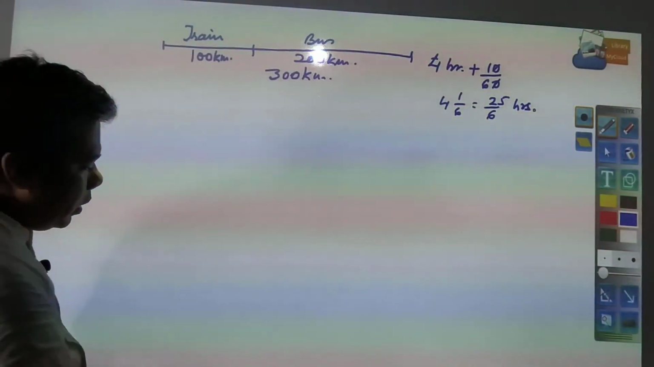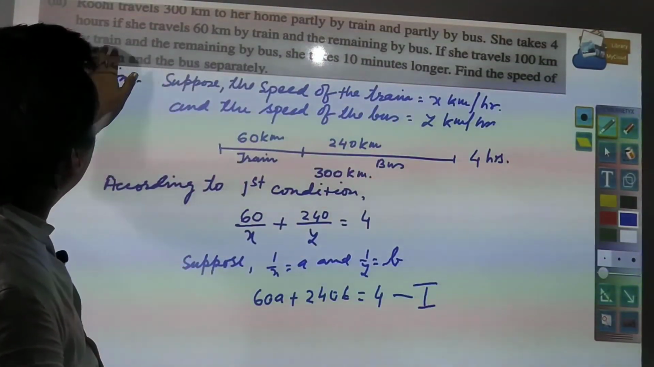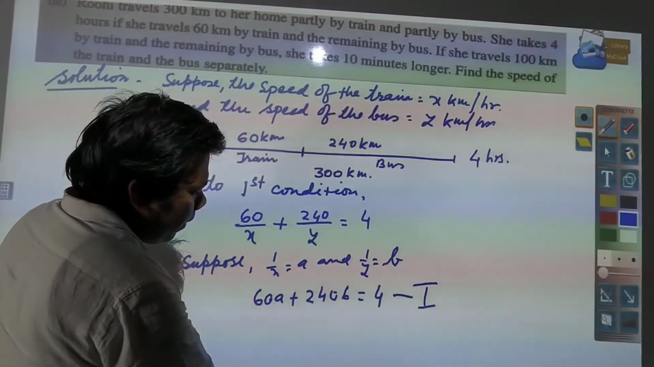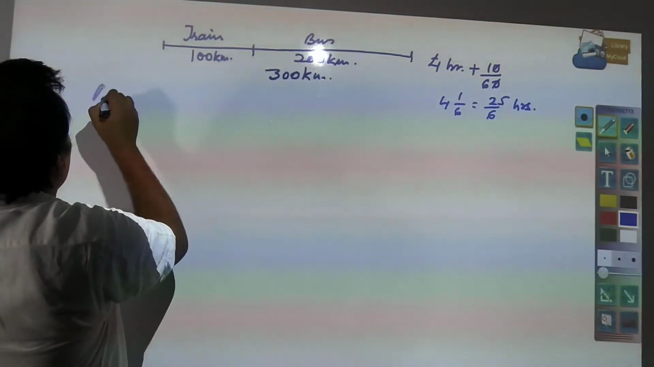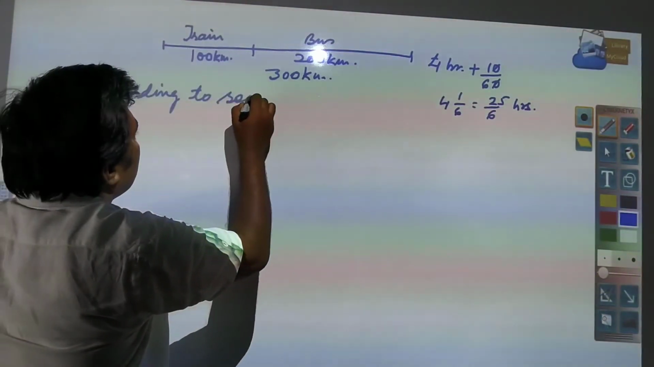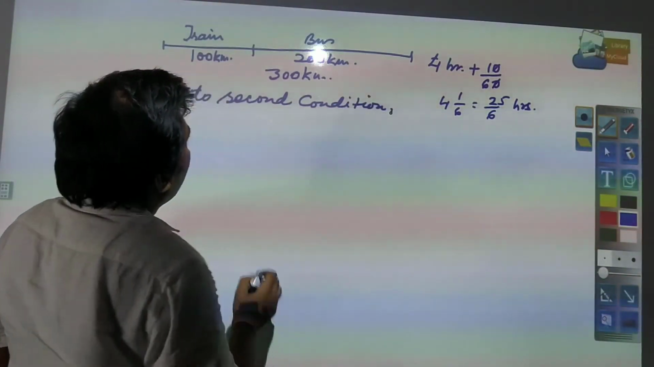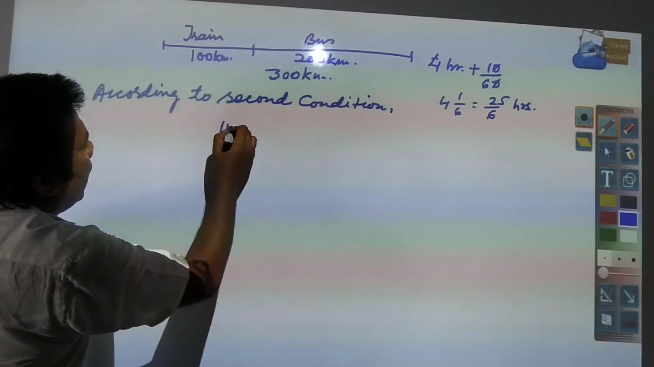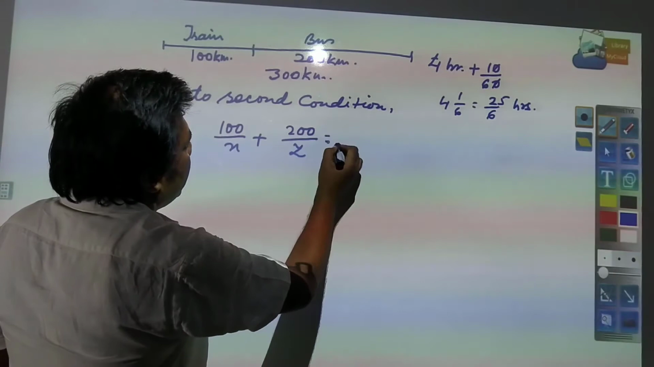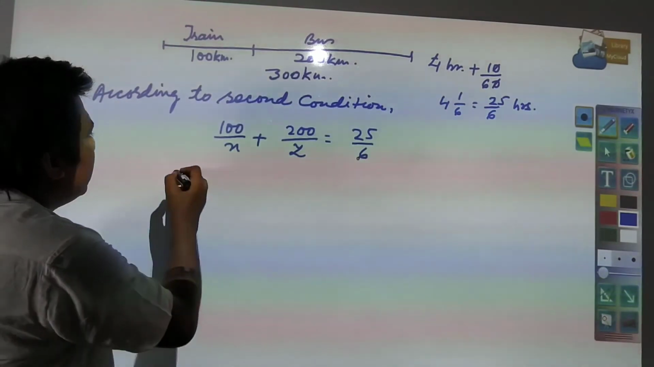So now we will formulate the equation. So here you see again, if she travels 100 km by train and the remaining by bus, she takes 10 minutes longer. So how will we do it? According to the second condition, what we have is distance by speed, which means 100 by x plus 200 by y, and that is equal to 25 by 6.